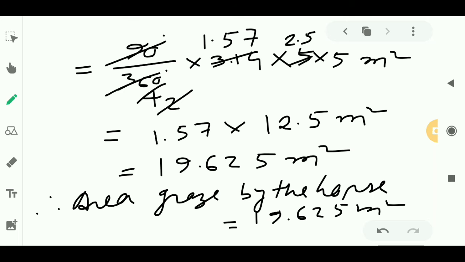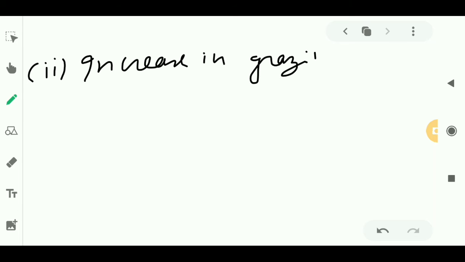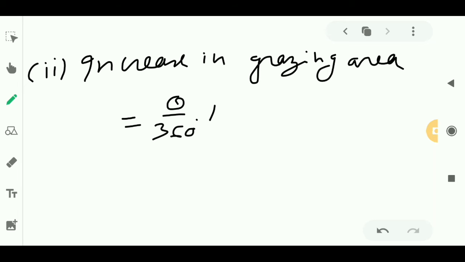The second question is the increase in grazing area. We have to find out the increase in grazing area if the rope is 10 meter instead of 5 meter. Number 2, increase in grazing area. It will be theta by 360 only, theta by 360 into pi. Here we will take r2 square minus r1 square. r2 will be 10, r1 will be 5 only.